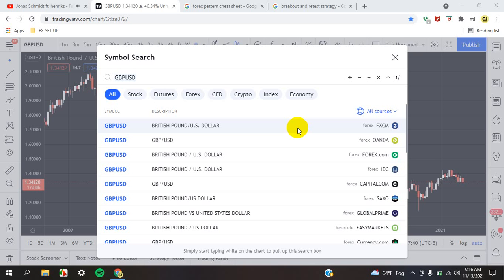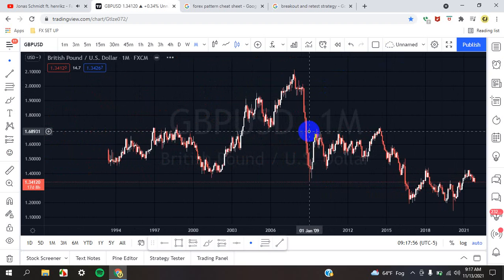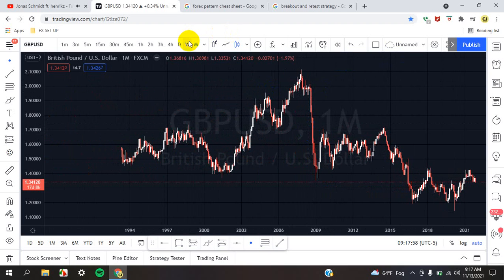We are here with Running the Levels, looking for market structure and patterns. Okay, guys, we are looking for patterns on GBP/USD. Find a time frame to be on.